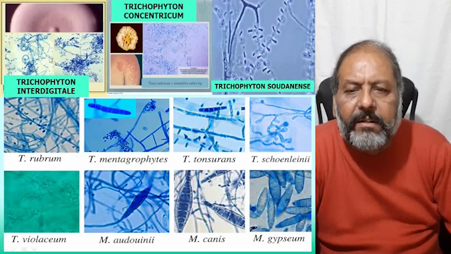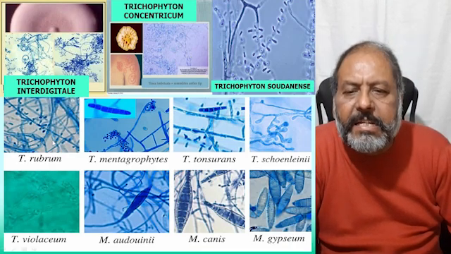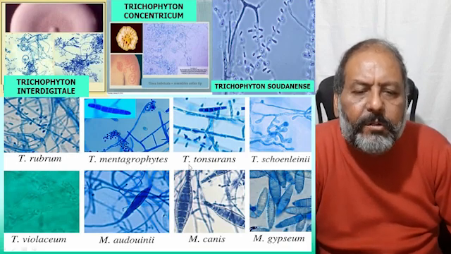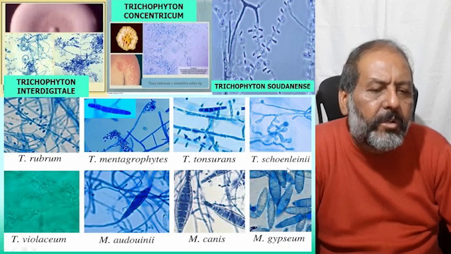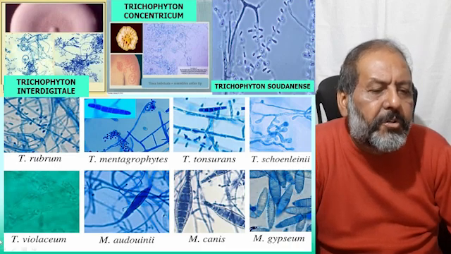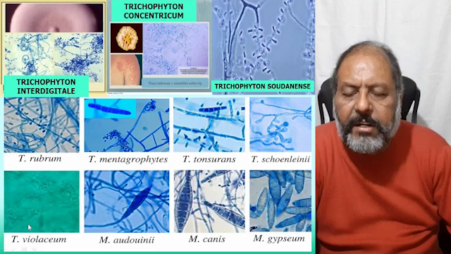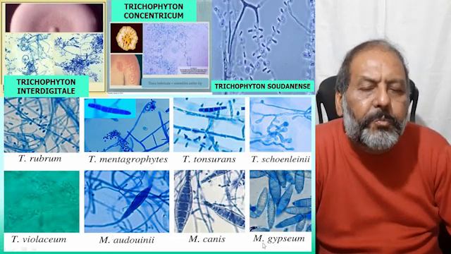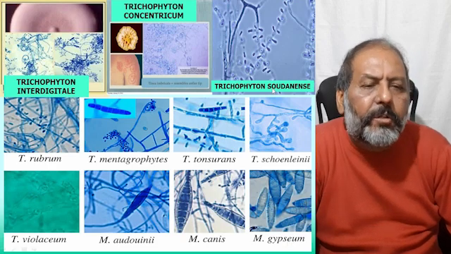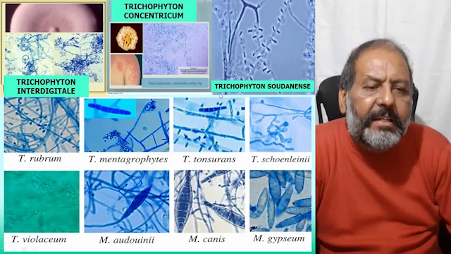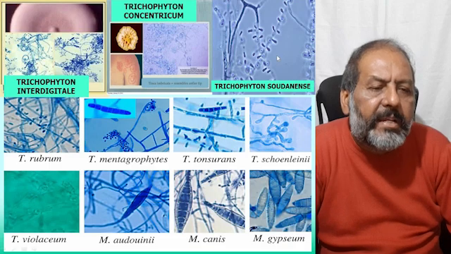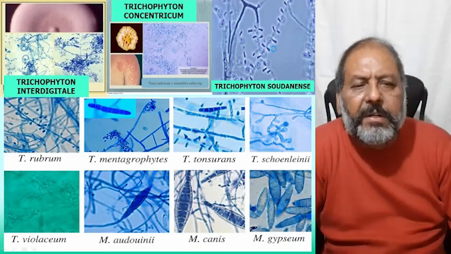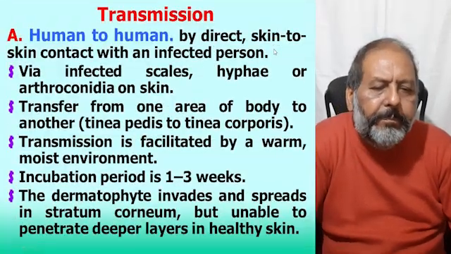One can see Trichophyton interdigitale, that is Trichophyton rubrum, Trichophyton mentagrophytes, Trichophyton tonsurans, Trichophyton schoenleinii, Trichophyton violaceum, Trichophyton gourvilii, Microsporum canis, and Microsporum gypseum. And here there is Trichophyton pseudonens, that is seen in Sudanese people and in African countries only.